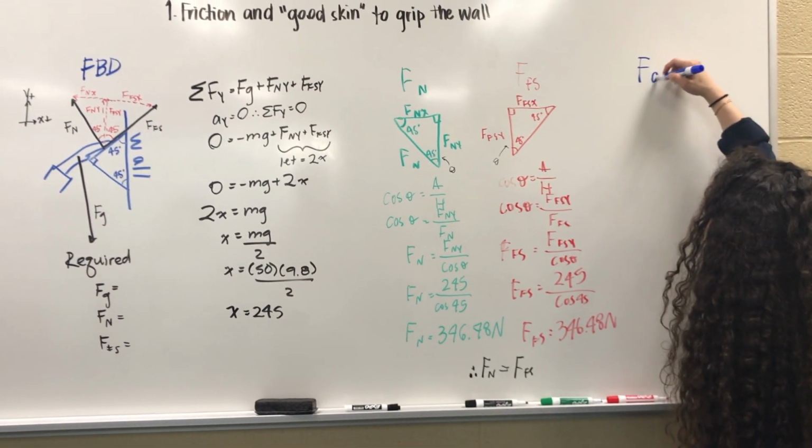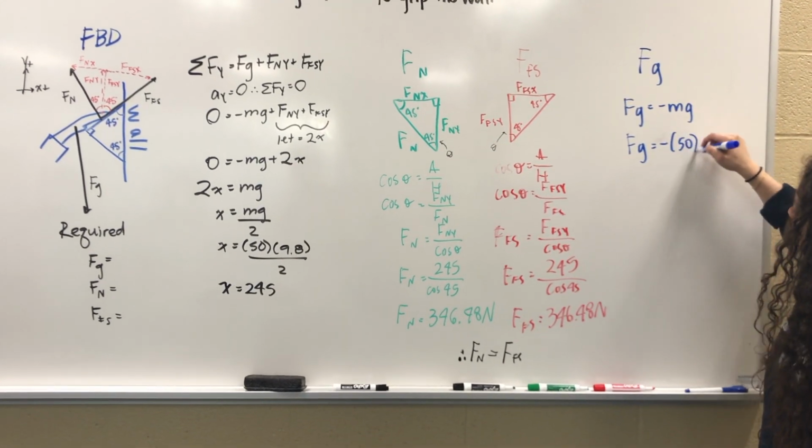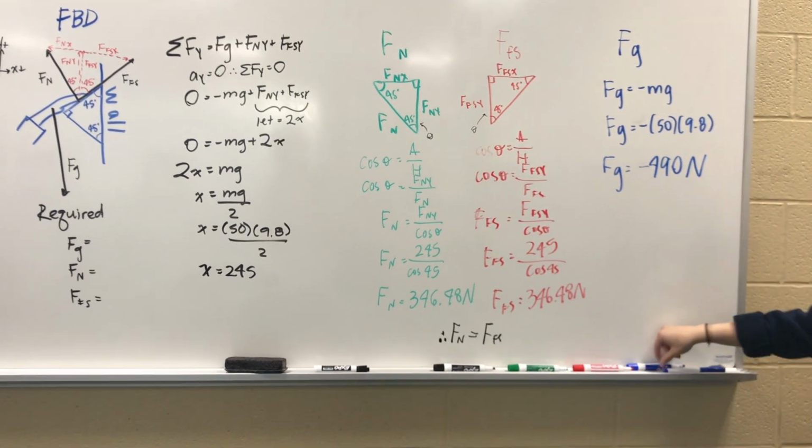And finally, solving for the force of gravity. We know that gravity is always equal to negative mg. We know both of these values, allowing us to come to an answer of negative 490 newtons.